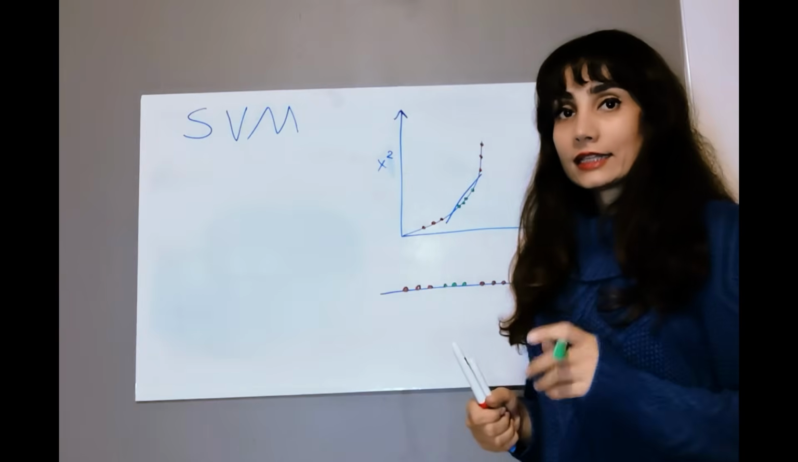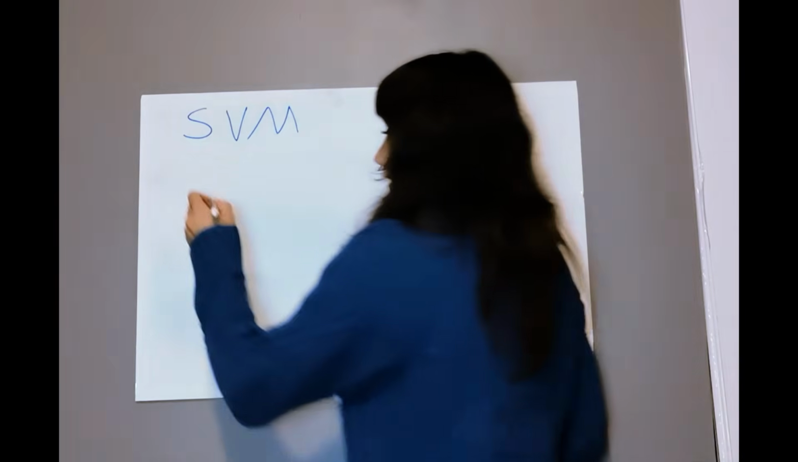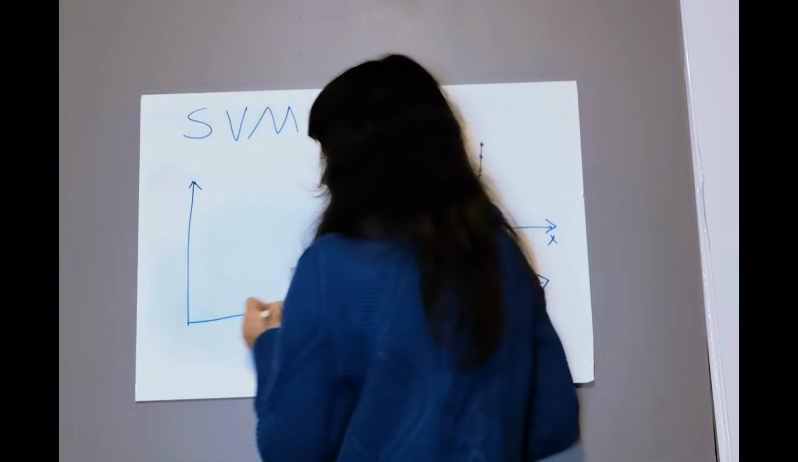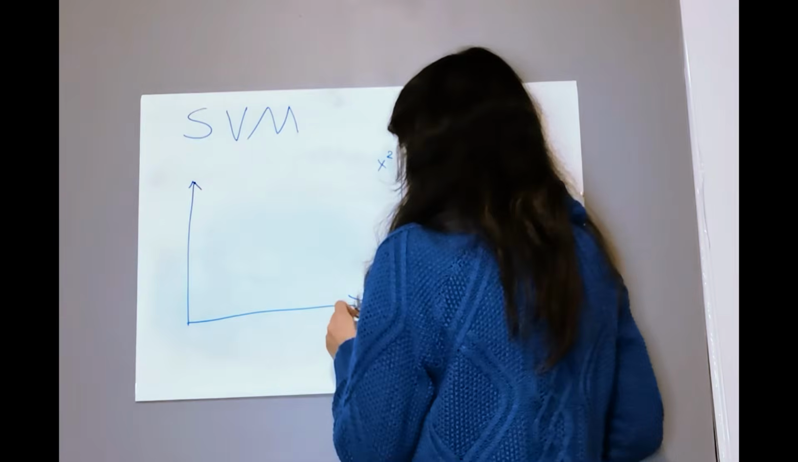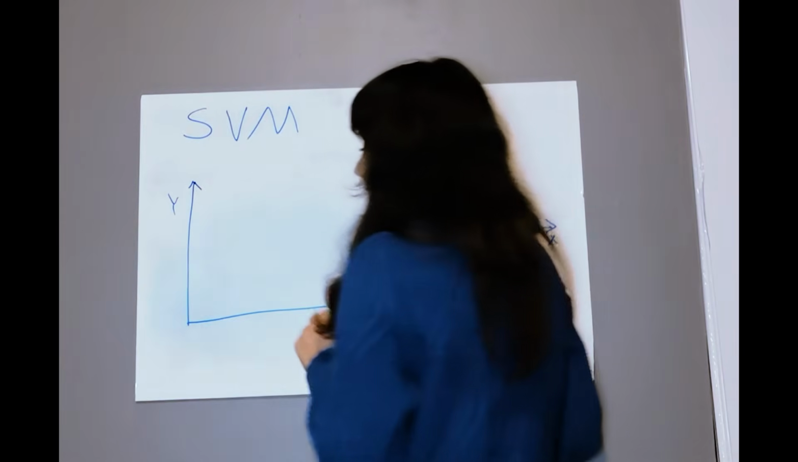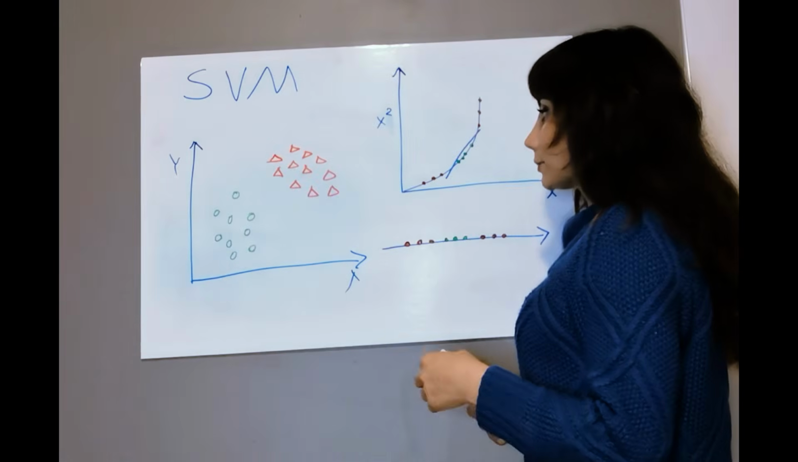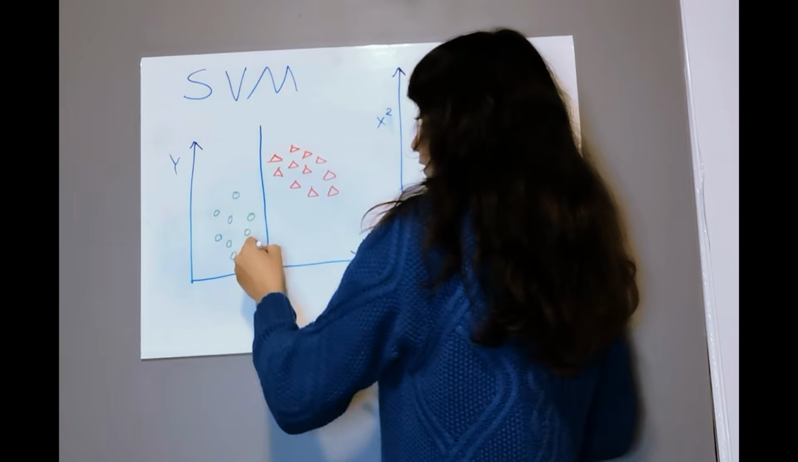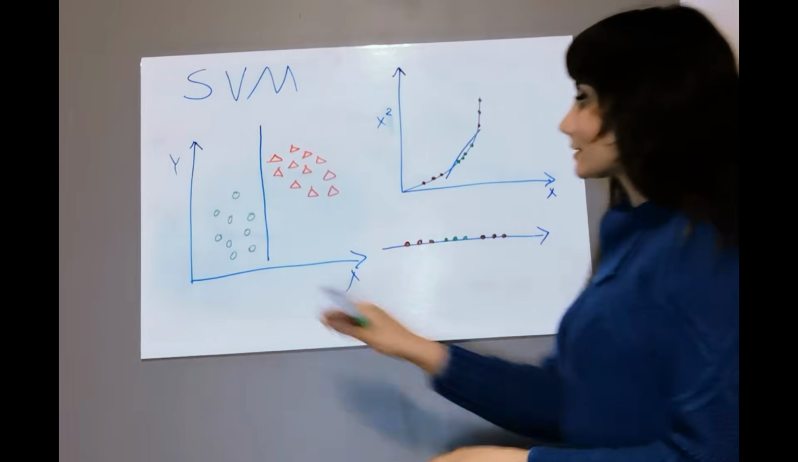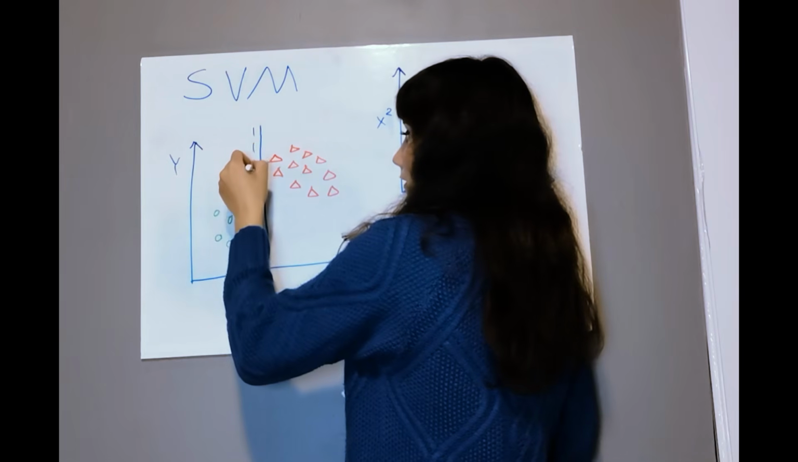Okay, let's look at another data set. For example, I have again a two-dimensional data set. This is an actual two-dimension. I'm not creating one dimension. So I have x and I have y. Okay, and then for this one, if I draw a line like this, I can still separate these two.